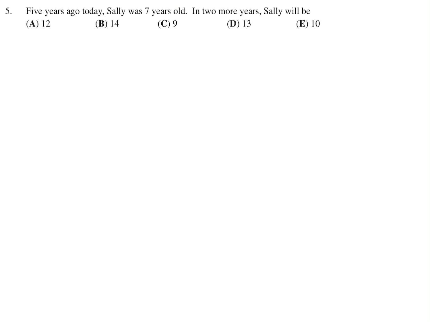5 years ago today, Sally was 7 years old. In 2 more years, Sally will be... So this is Sally's current age. 5 years ago, she was 7. So that means right now, she must be 12. And then 2 years from now, she'll be 12 plus 2, which is 14. So 5, the answer is B.